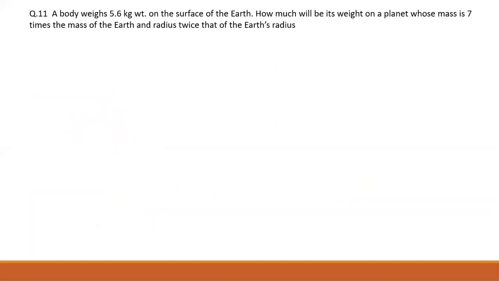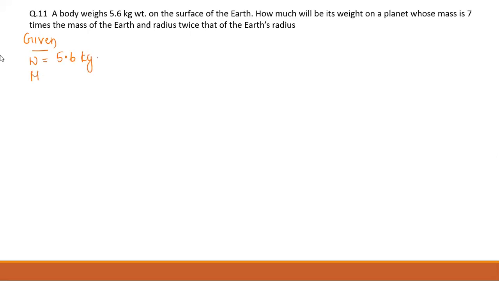Let us solve the next question. A body weighs 5.6 kilogram weight on the surface of the earth. How much will be its weight on the planet whose mass is 7 times the mass of the earth? We want to find out the weight of the body on the planet. So it is given, weight of the object on the surface of the earth, W is given 5.6 kilogram.